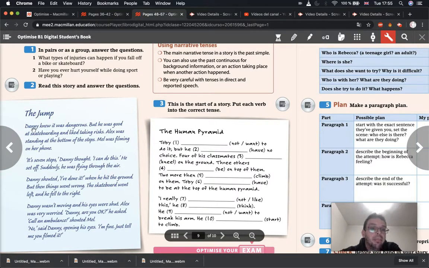The Jump. Danny knew it was dangerous, but he was good at skateboarding and liked taking risks. Alex was standing at the bottom of the steps. Mel was filming on her phone. It's 7 steps, Danny thought. I can do this. He set off. Suddenly, he was flying through the air. Danny shouted, I've done it, when he hit the ground. But then things went wrong. The skateboard went left, and he fell to the right.